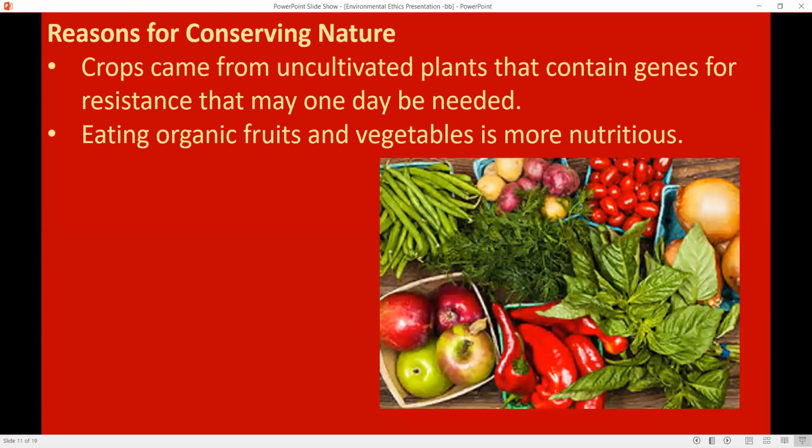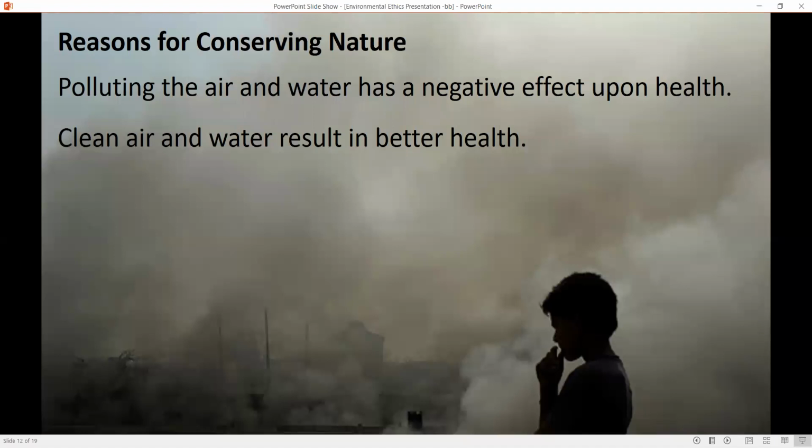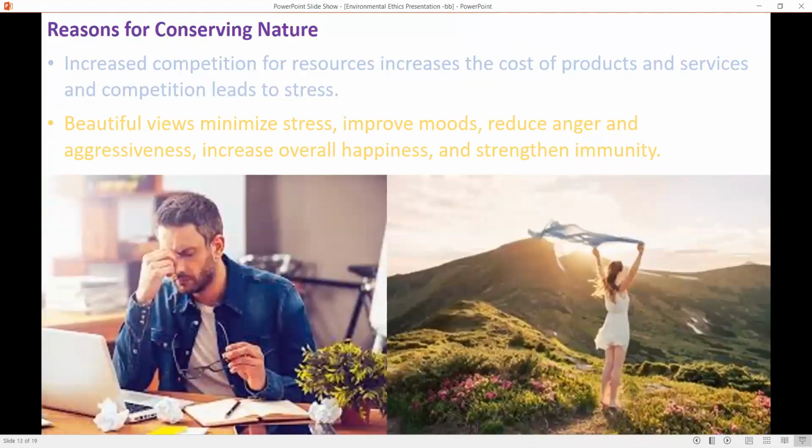Also, eating organic fruits and vegetables is more nutritious than those raised with chemicals. Eating plant products is more eco-friendly than eating meats. Clean air and water result in good health compared with polluted air and water. Increased competition for resources increases the cost of products and services, and competition leads to stress, whereas beautiful views minimize stress, improve moods, reduce anger and aggressiveness, increase overall happiness, and strengthen immunity.